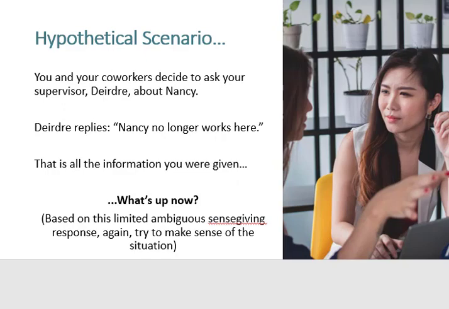You and your coworkers decide to ask your supervisor about Nancy. Your supervisor replies, she doesn't work here. This is all the information you're given. Now what? So pause here and discuss it. So the supervisor wasn't helpful, all right? In your sense-making process, you and your coworkers are still trying to get more information to understand what happened. When you asked your supervisor, you asked her to sense-give. That's when a person sense-makes and shares the story or the mental model with others. Your supervisor was ambiguous. She didn't help you sense-make what happened. That might be because she didn't tell you because of privacy reasons or she didn't want to.